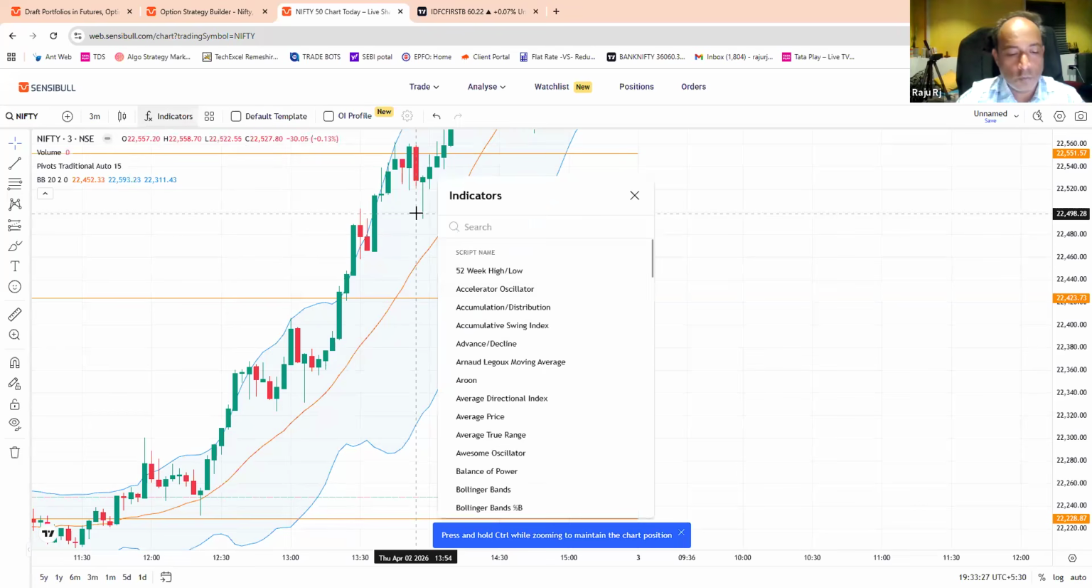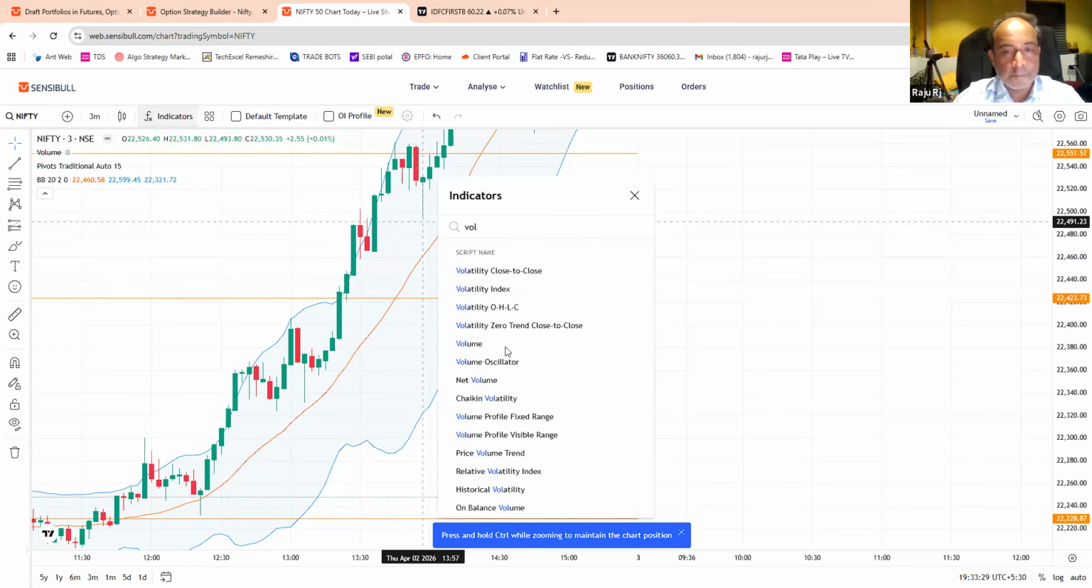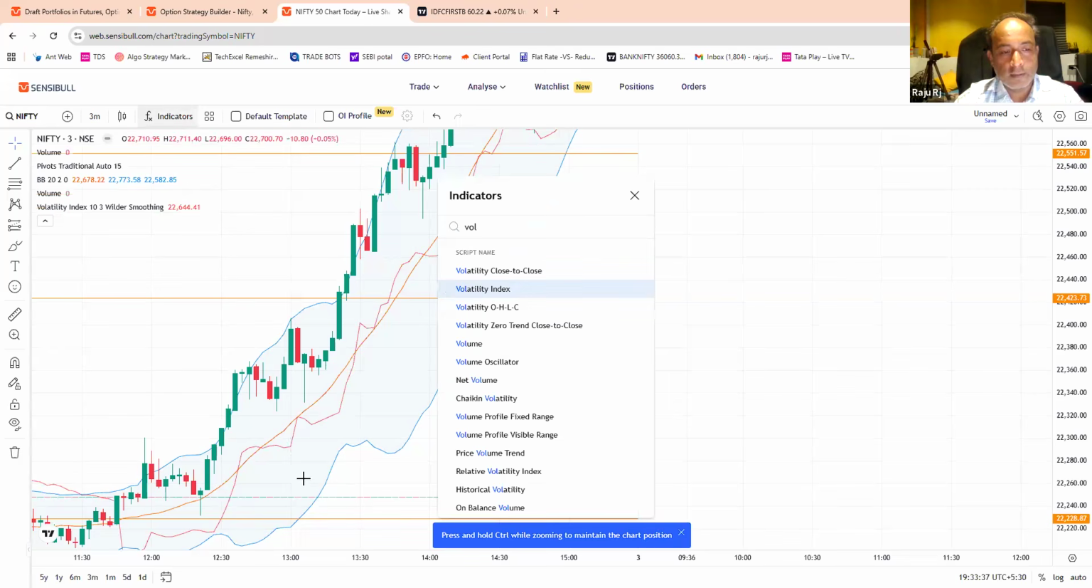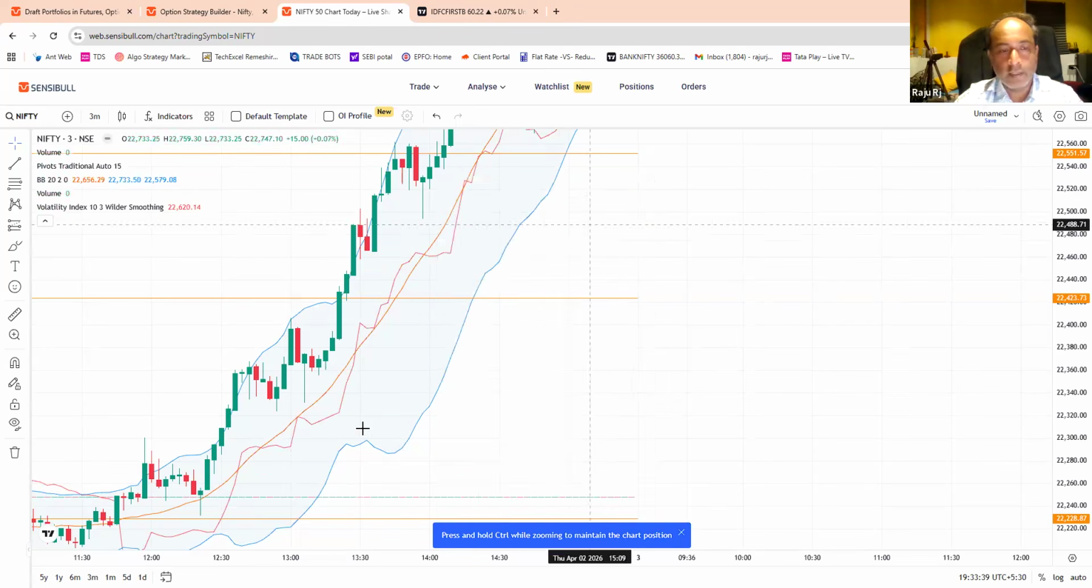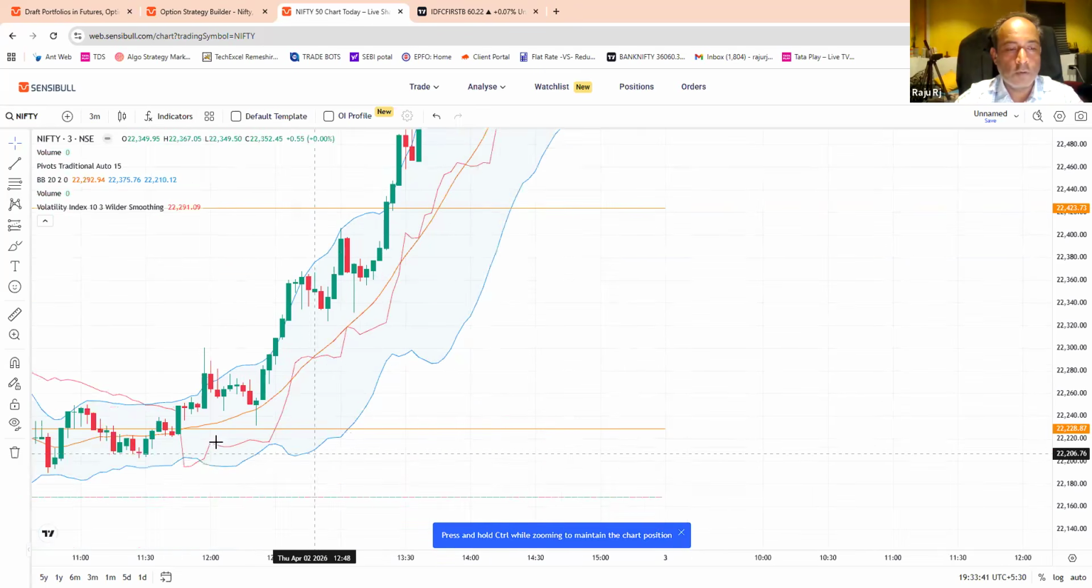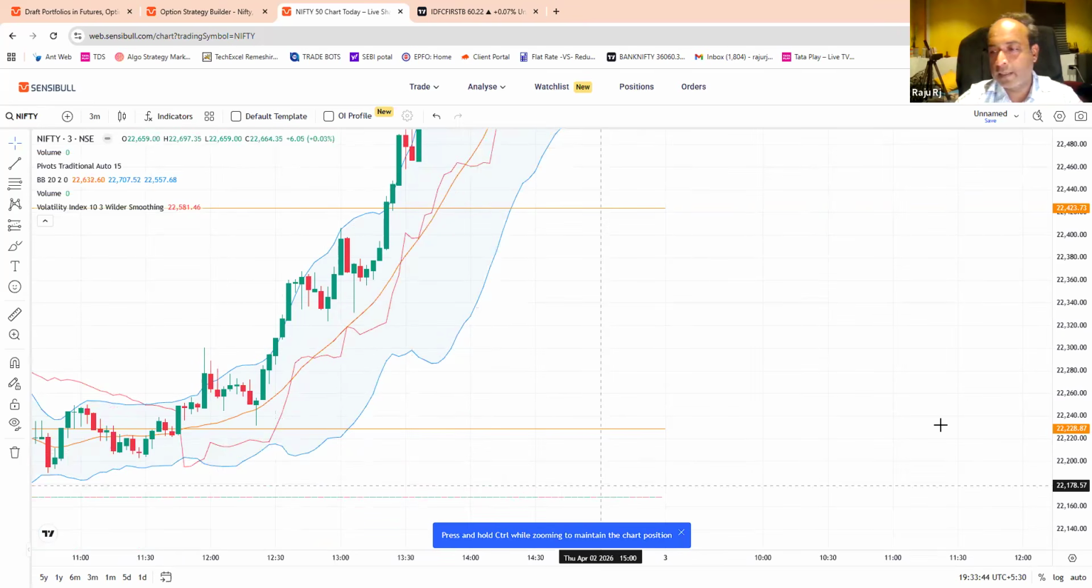If you want, you can just go for volume and see. You can go for just volume, or you can go for volume index as well. Even volume index will give you very good signals. If it is above the volume index here, you can see the volume also keeps rising.